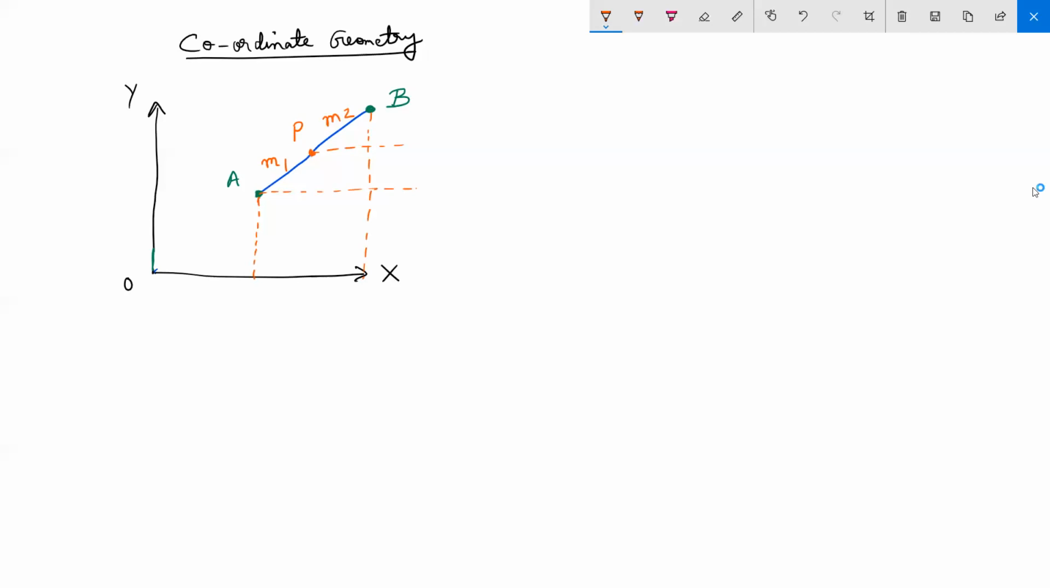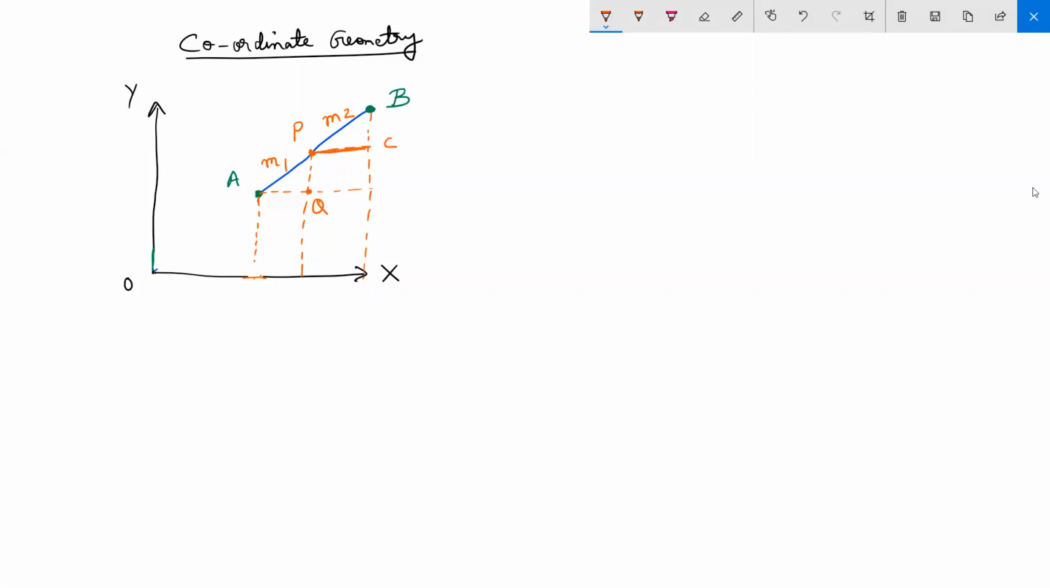And from P also I will draw a perpendicular on the x-axis. So I have drawn parallels from A and P, and perpendiculars from A, P and B on the x-axis. Here this I will call Q and this I will call C.